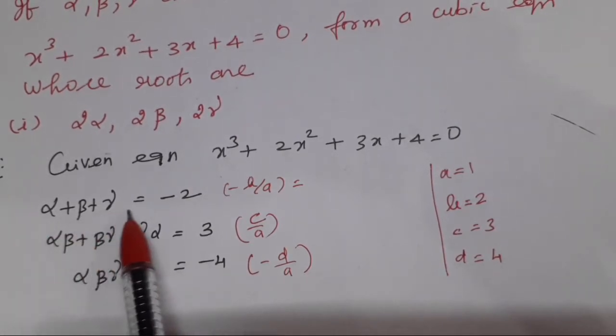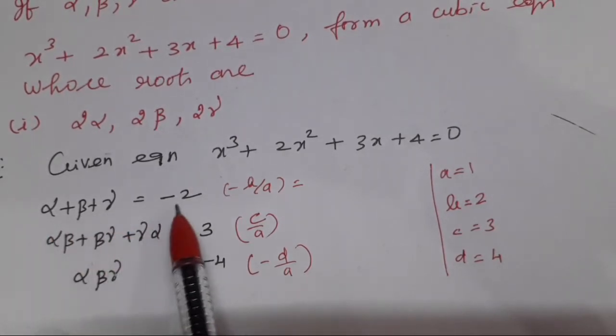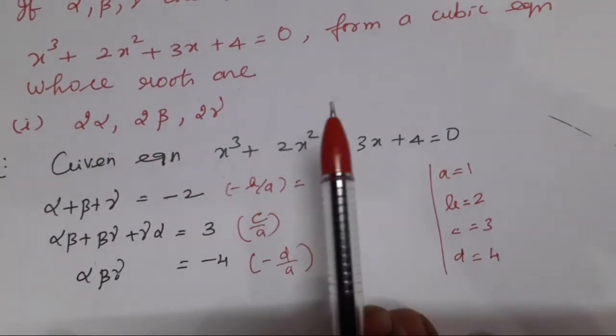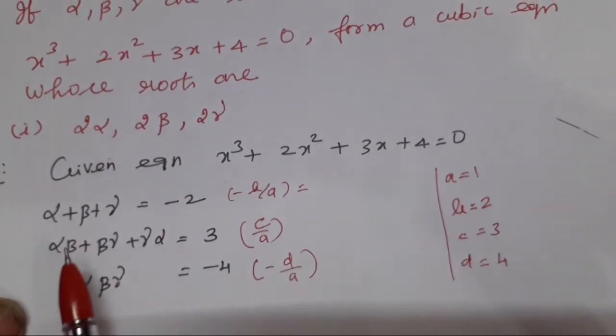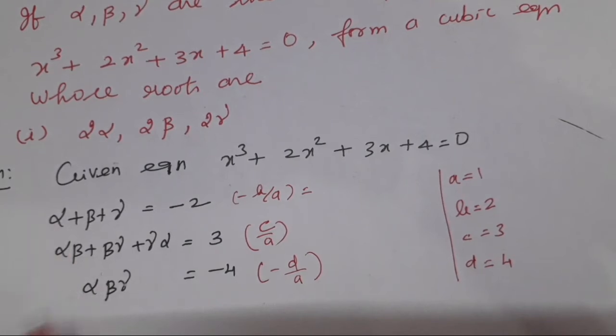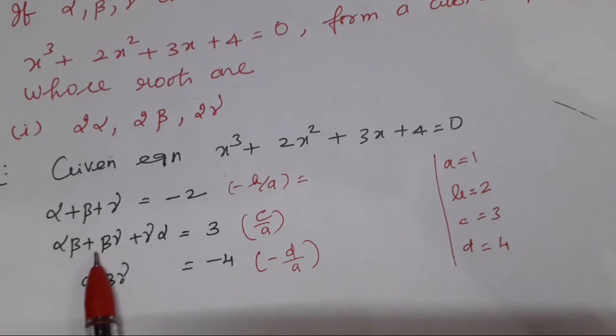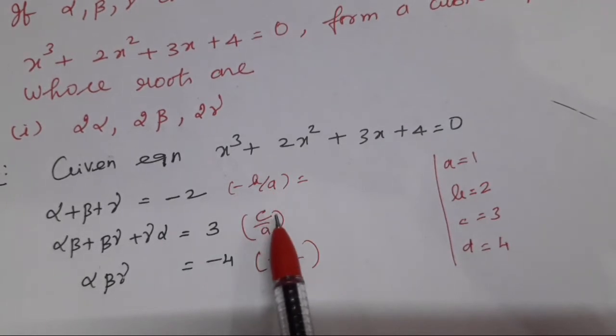See, alpha plus beta plus gamma equal to minus 2. From the given equation, first we find the alpha beta values. So alpha plus beta plus gamma equal to minus 2, alpha beta plus beta gamma plus gamma alpha equal to 3, alpha beta gamma equal to minus 4. How come? Minus b by a, c by a, minus d by a. Apply the beta formula.